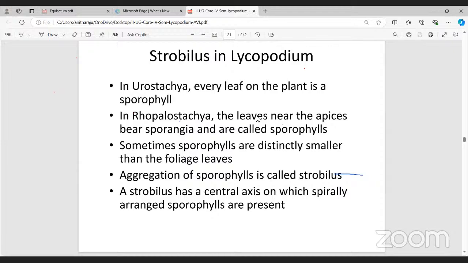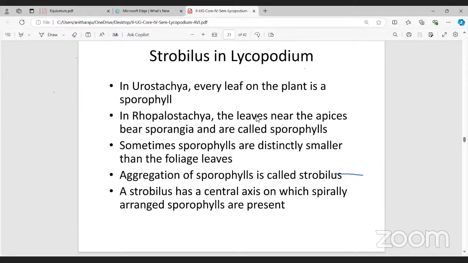Strobilus or cone in Lycopodium. What is a strobilus or cone? It is the reproductive organ which will bear spores, the reproductive organ of the pteridophyta.